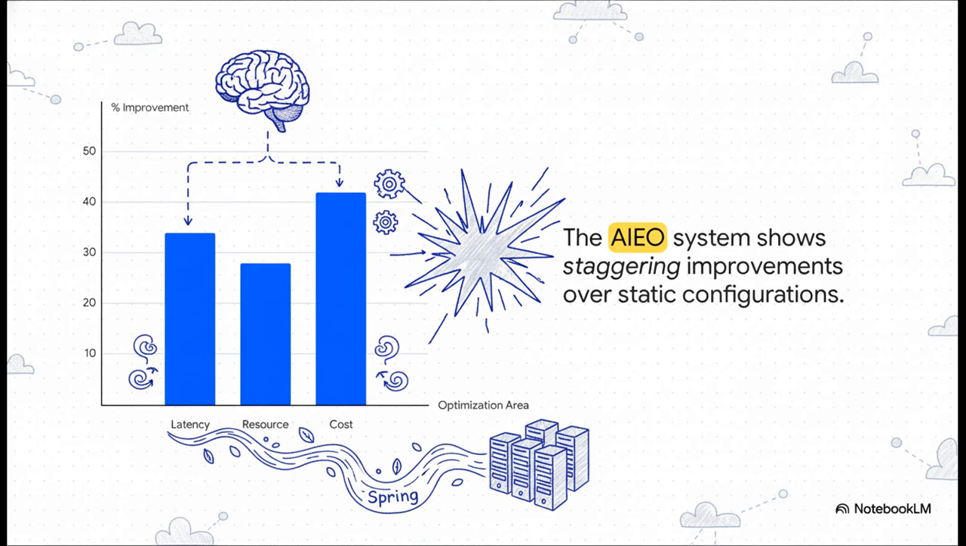And just look at these results. They are staggering. By using machine learning to actually predict workloads and dynamically adjust resources, they saw a 34% reduction in latency, a 28% improvement in resource usage, and a 42% reduction in cost. These aren't just small tweaks. This is a fundamental game changer.